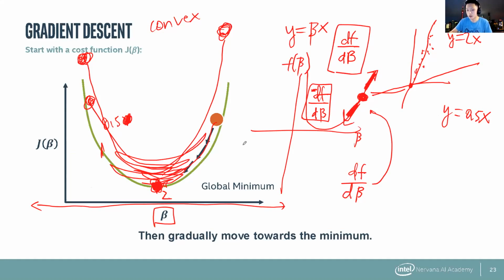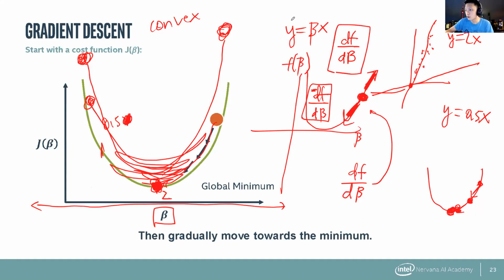As you might be able to imagine, you have this landscape. You're here over here. If df d beta tells you to go this way, maybe you take a step and it goes this way. Df d beta tells you to go this way. Well, you take a step and you're here. Df d beta tells you to go this way. You take a step and you're at the minimum. So this is the entire idea behind gradient descent and backpropagation.